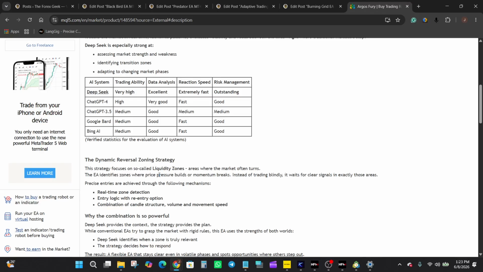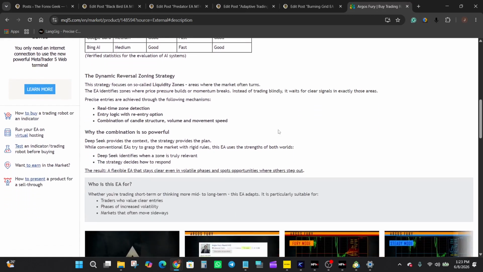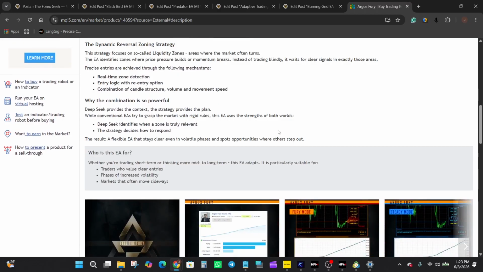Now, let's just move over to the historical backtesting section. When reviewing historical results, I prefer to focus on how the EA behaved throughout the tested period rather than looking only at the ending balance.